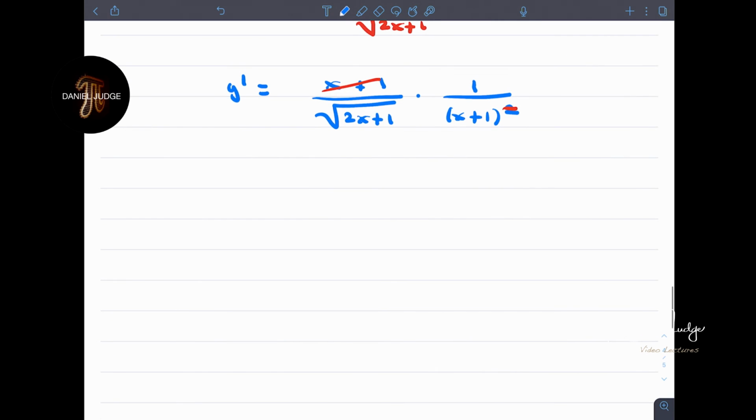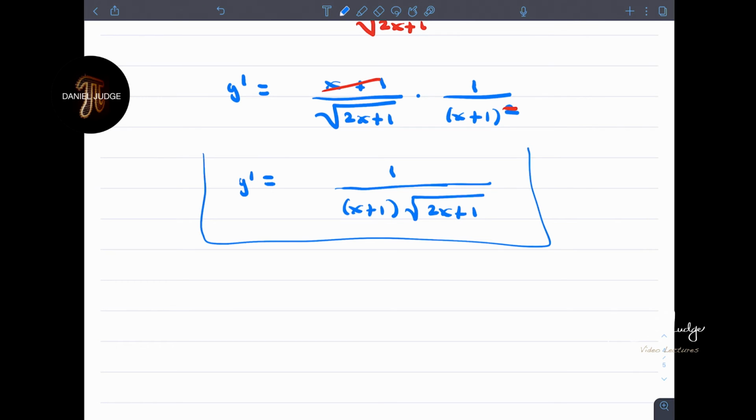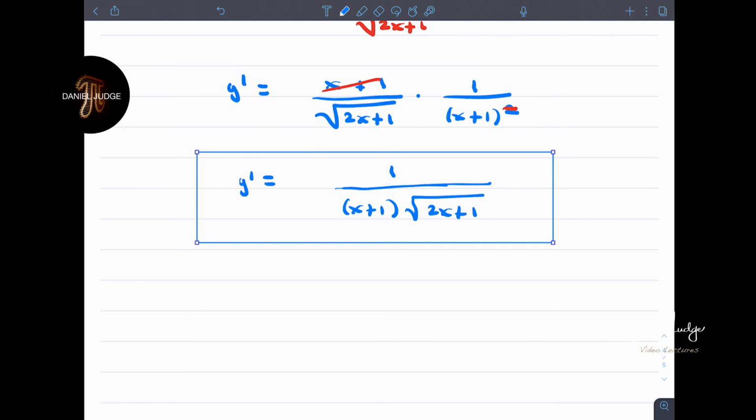And you're finally left here with y prime going to be 1 over the square root. And I actually feel better if I write the x plus 1 first, 2x plus 1 here. Okay, and there you go. So here's my first derivative.